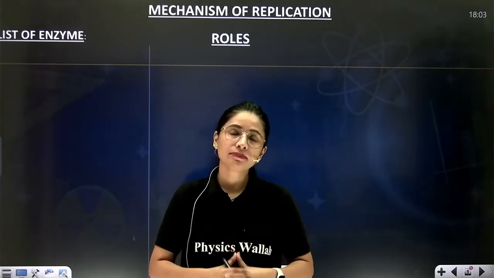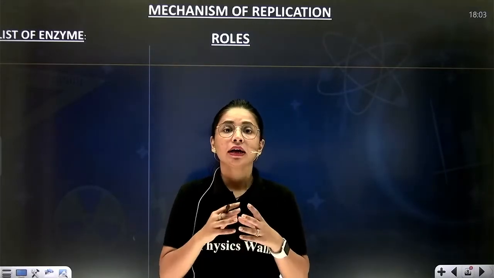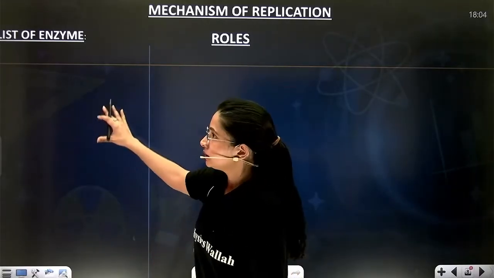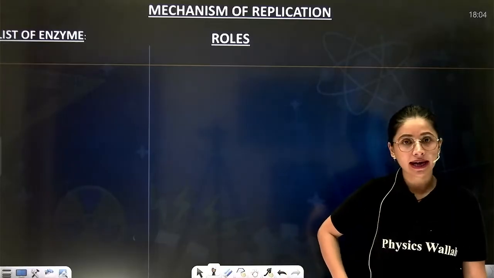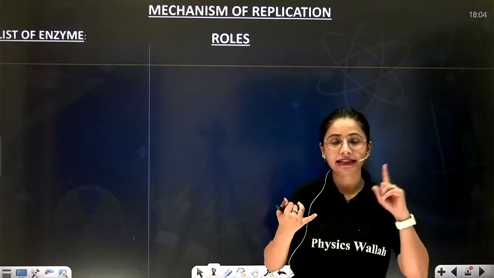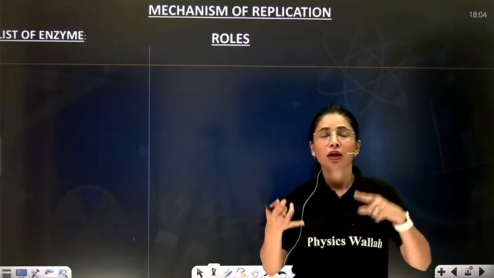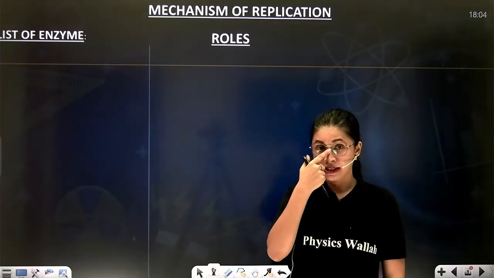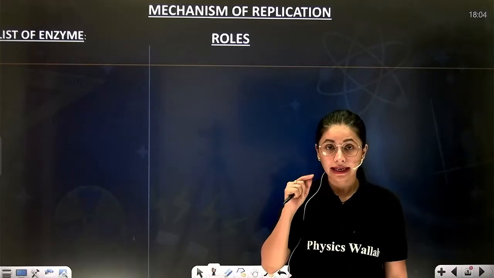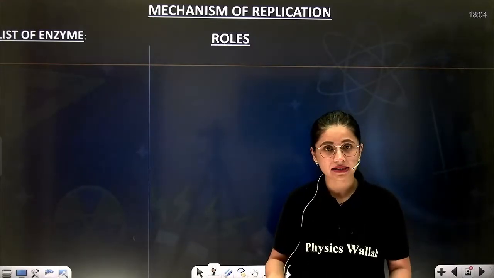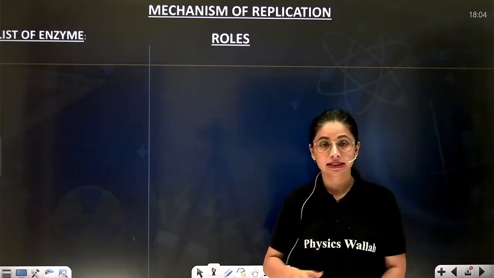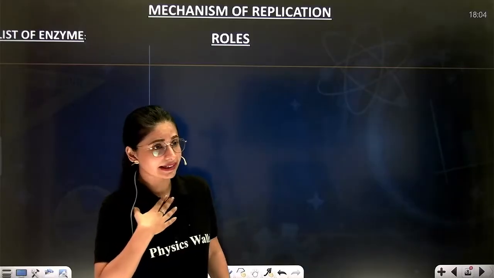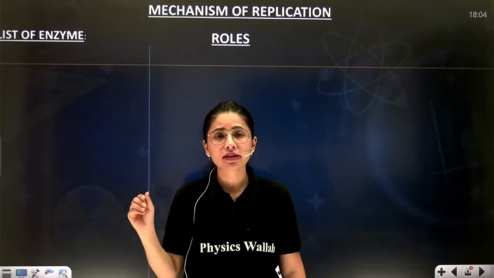So now the next important topic is to study the mechanism of replication. For that, you need to first list all the enzymes. Now, it is an energetically expensive phenomenon, replication. A number of enzymes are involved in this process. This process takes place in the case of prokaryotes in the cytoplasm, but in the case of eukaryotes, it takes place inside the nucleus of the cell.